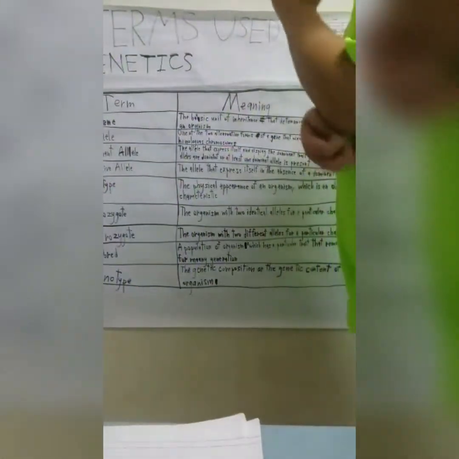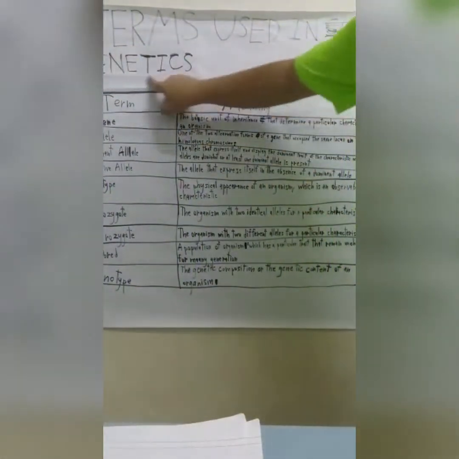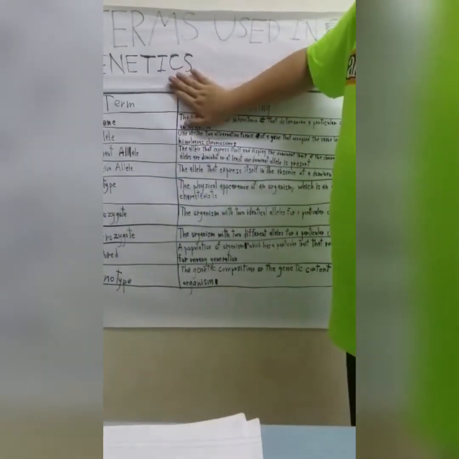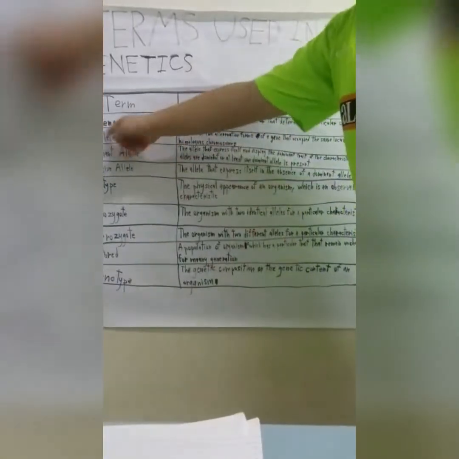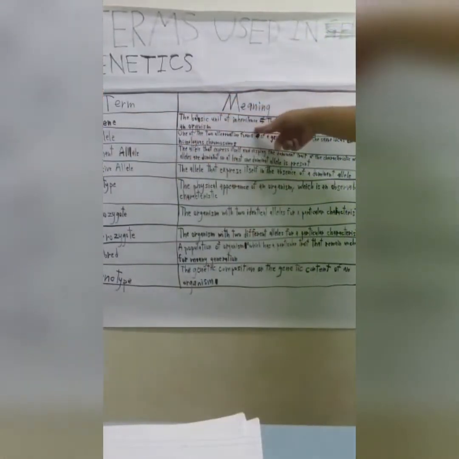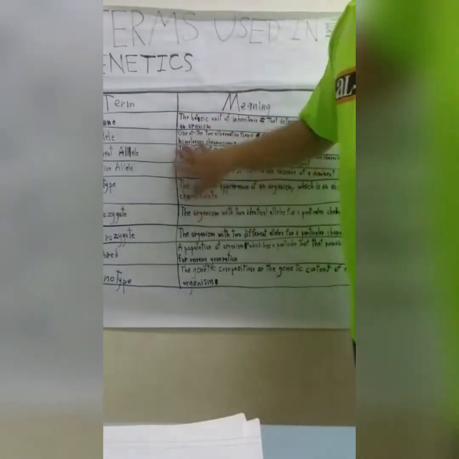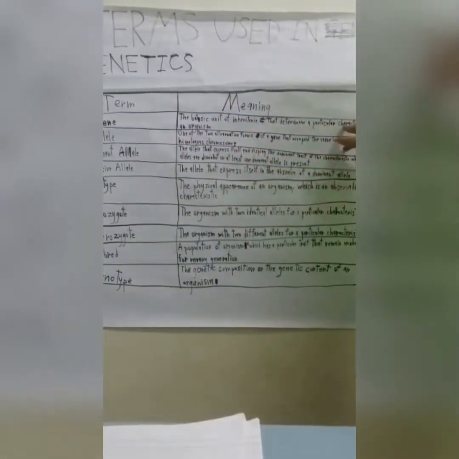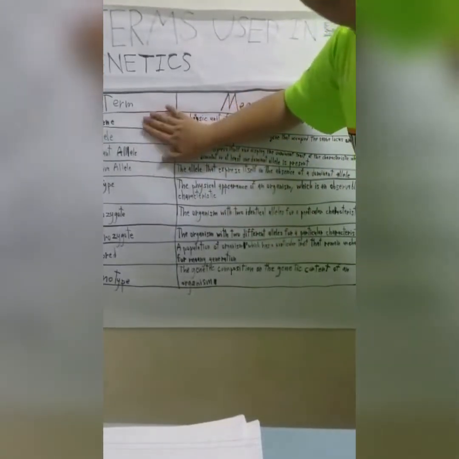Hi. Today I'm going to present the terms used in genetics. When we're covering this chapter in biology, we need to know all of these terms. First we have the gene, which is basically the inheritance unit that determines a particular characteristic in an organism. An example of this is DNA inside a nucleus.